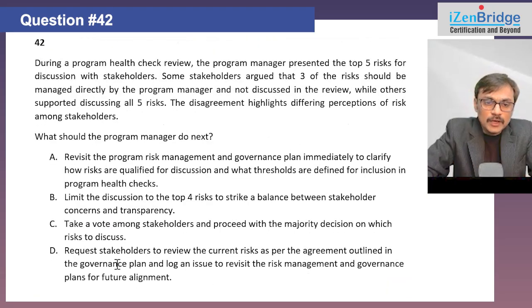Question number 42. During a program health check review, the program manager presented the top 5 risks for discussion with stakeholders. Some stakeholders argue that 3 of the risks should be managed directly by the program manager and not discussed in the review, while others support discussing all 5 risks. The disagreement highlights different perception of risk among stakeholders. What should the program manager do next?